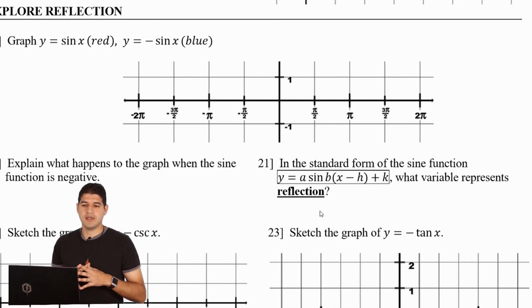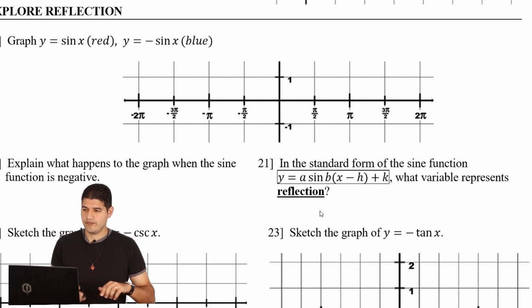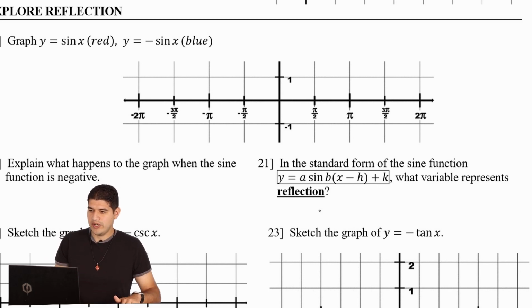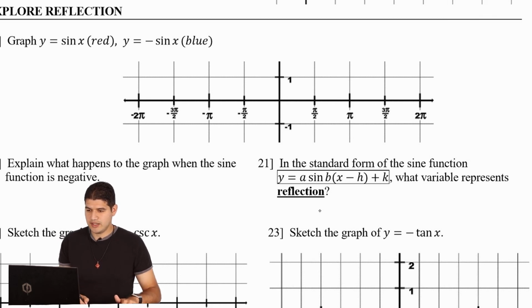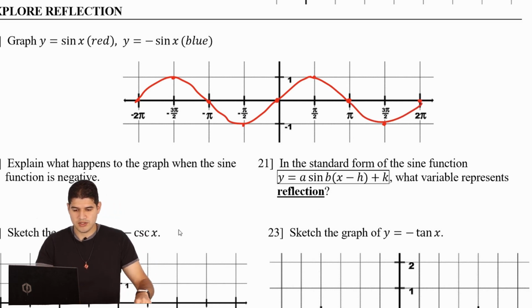In this one, we're going to be looking at how things get reflected. So I'm going to start here with sine of x in red. So sine of 0 is 0, sine of pi over 2 is 1, sine of pi, sine of 3 pi over 2, and sine of 2 pi. Notice here how our scale has shifted back again, so we'll have to fix that in Desmos.